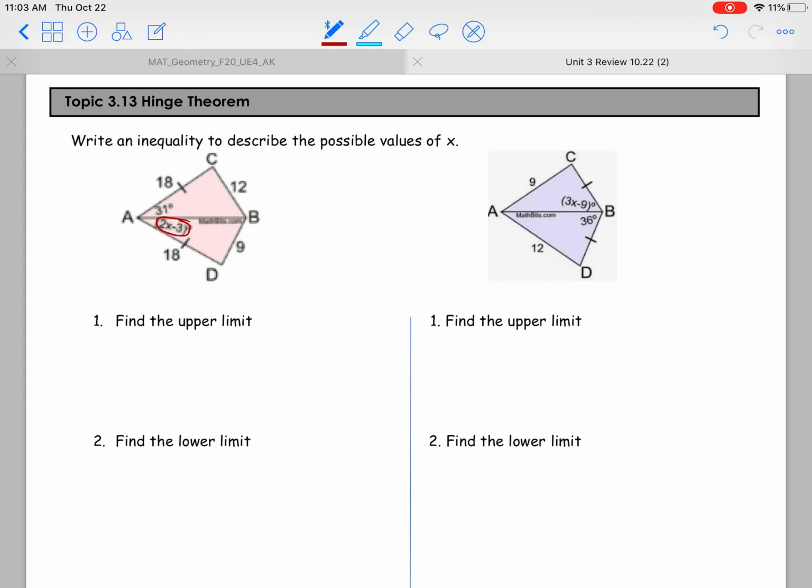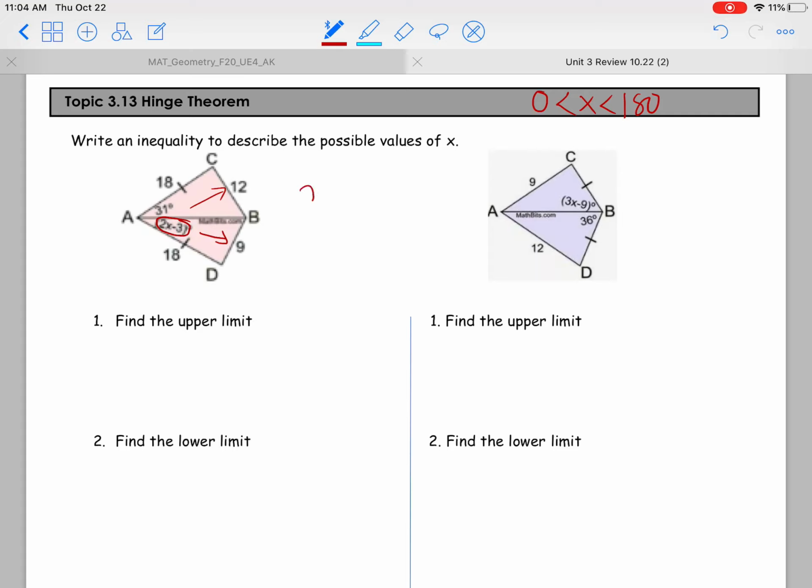So I want you to keep in mind that any angle inside a triangle must be greater than 0, but it has to be less than 180 degrees, okay? So keeping in mind that any angle in a triangle has to be greater than 0 and less than 180 degrees, that's how we're going to be finding our inequalities to find the possible values for x. So based on this, we can apply the hinge theorem and look at the opposite sides to determine which angle will be greater.